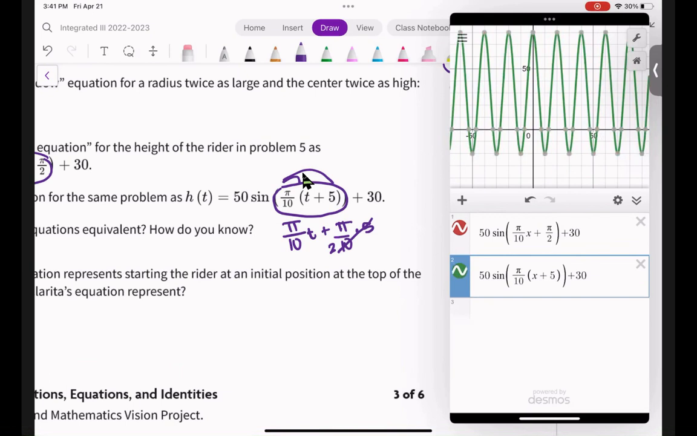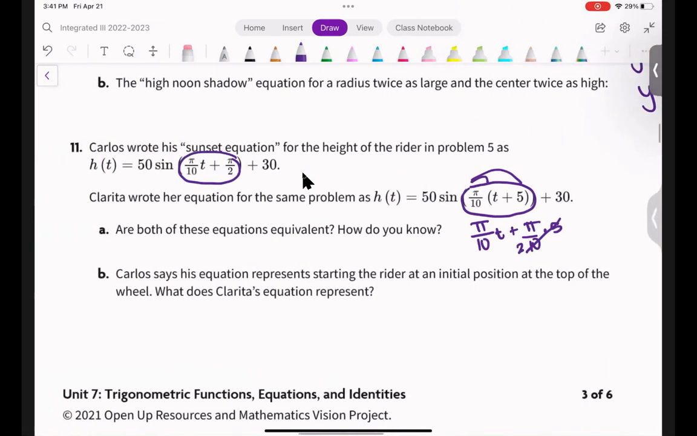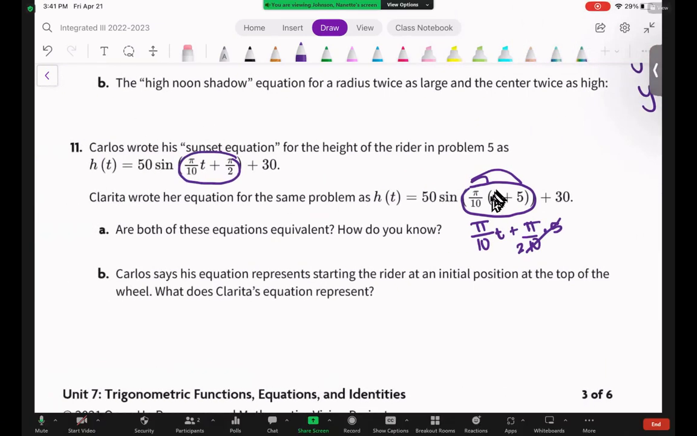And red and green are exactly the same. And now you know why graphically, and now you can be sure of that algebraically. It's because pi over 10, if you distribute it, it's the same thing. So whenever I see these things and they're equivalent and they look different, but their value is the same, I want you to think of this as a $20 bill and this is two $10 bills, right?